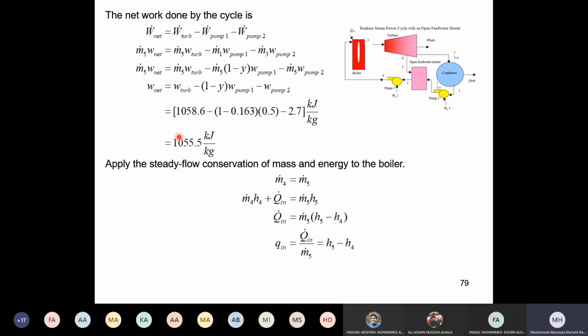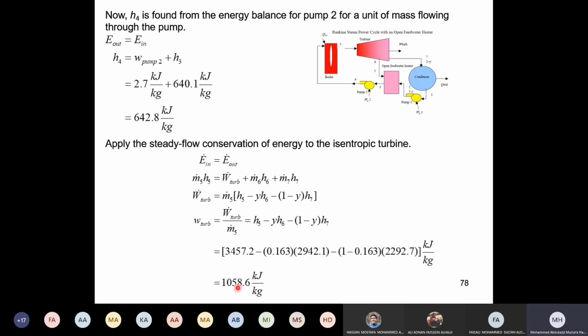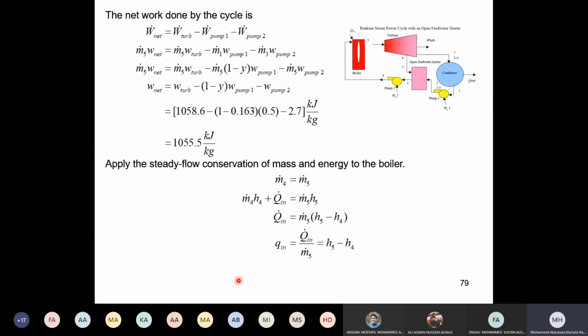Remember here, compare this with the value for W net. Remember this 1055. With the turbine, it is 1058. So they are all the same now. It means that the pump work is negligible. So this is W turbine, this is W net, and W pump is not influencing here. If you find that this is different from W turbine, then you have made a mistake in W turbine or W pump. Then it is better for me to neglect it.